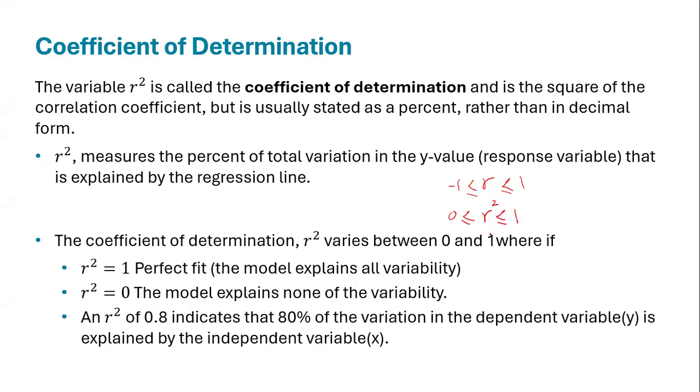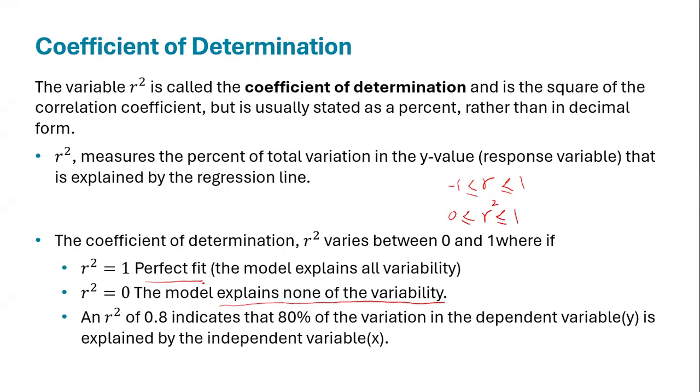What does it mean if R square, or the coefficient of determination, is equal to 0? It means that this model, this regression line, explains none of the variability. What if R square is equal to 1? It means the model, the regression line, is a perfect fit, which means that the model explains all the variability.